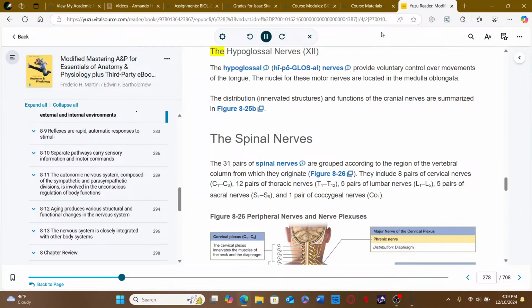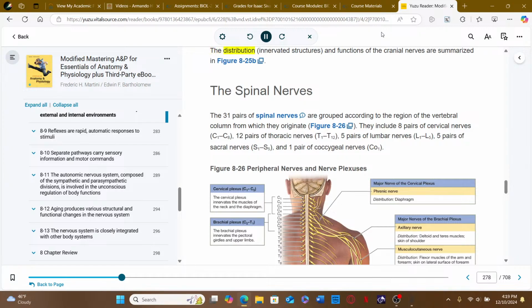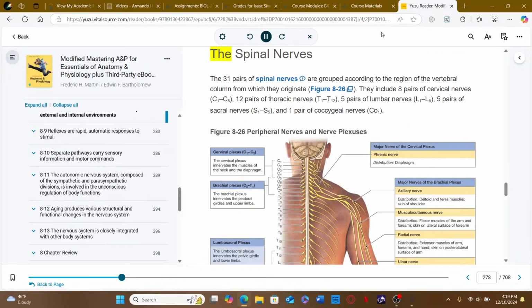The hypoglossal nerves, 12. The hypoglossal nerves provide voluntary control over movements of the tongue. The nuclei for these motor nerves are located in the medulla oblongata. The distribution, innervated structures, and functions of the cranial nerves are summarized in Figure 8-25b.